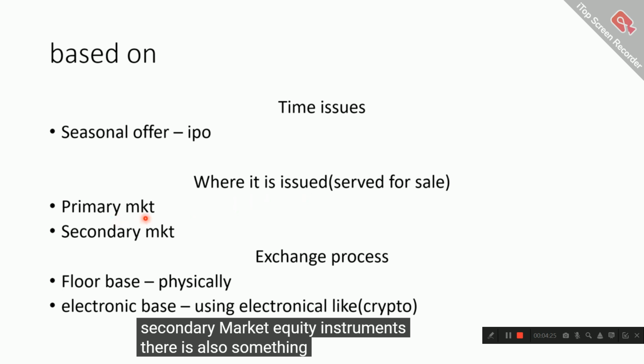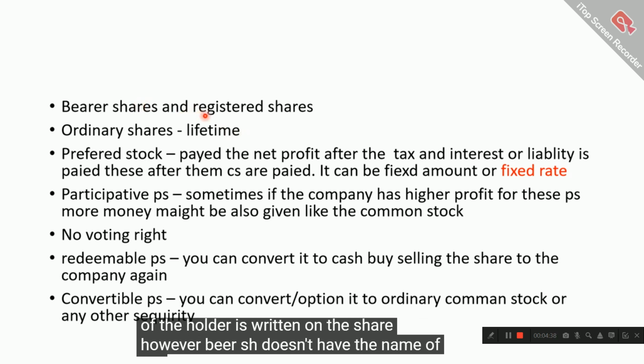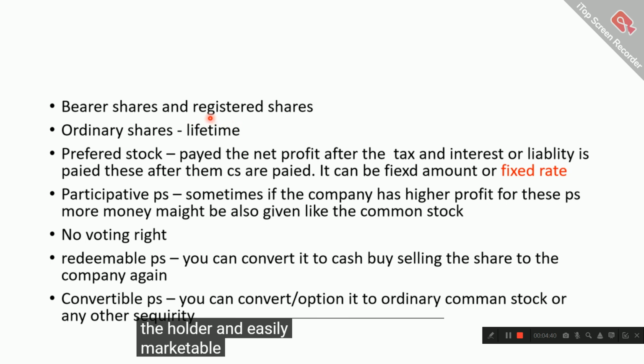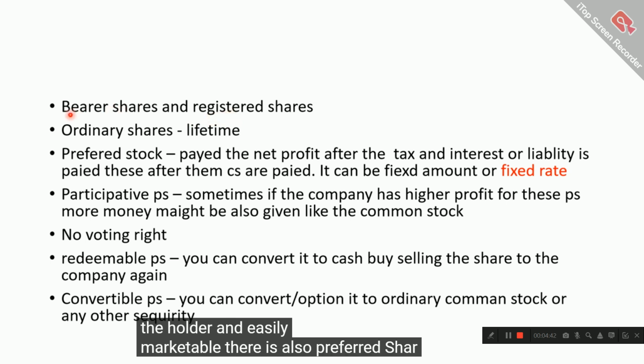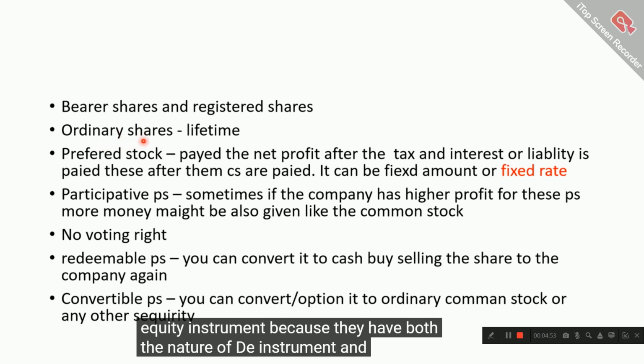There is also something called bearer stocks and registered stocks. Registered stocks means an equity where the name of the holder is written on the share. However, bearer shares don't have the name of the holder and are easily marketable. There is also preferred share and ordinary share or common stock. It's hard to classify preferred stock as an equity instrument because they have both the nature of a debt instrument and an equity instrument.